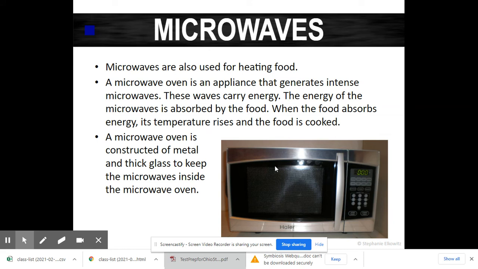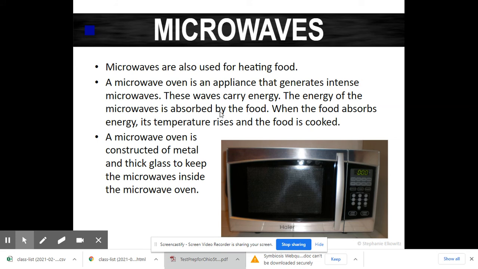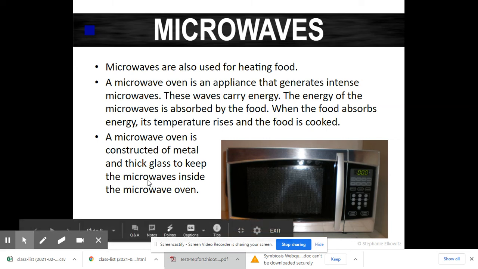They're also used for heating our food. A microwave oven is an appliance that generates intense microwaves. These waves carry energy. The energy of the microwaves is absorbed by the food. When the food absorbs energy, its temperature rises and the food is cooked. A microwave oven is constructed of metal and thick glass to keep those microwaves inside the microwave oven.